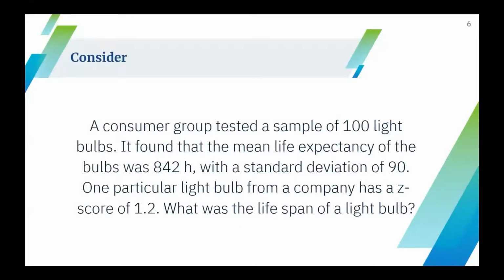Consider, a consumer group tested a sample of 100 light bulbs. It found that the mean life expectancy of a bulb is 842 hours, with a standard deviation of 90. One particular light bulb from the Durabright company had a z-score of 1.2. What was the lifespan of this light bulb?